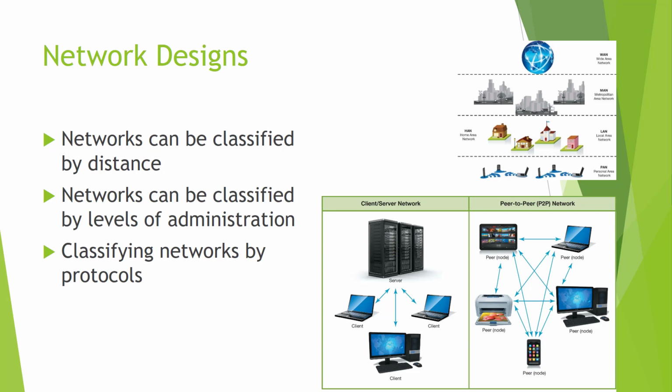Another option is we can classify networks by levels of administration. So we have a client-server network, in which a client computer is one on which users accomplish tasks and make requests. So that would be the laptops, the desktops, those types of things. And then we have servers, which are computers that provide information or resources to the client computers. This would be your standard business setup. So they're going to probably have a client-server network.